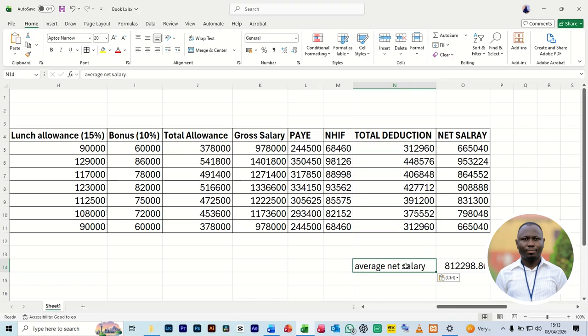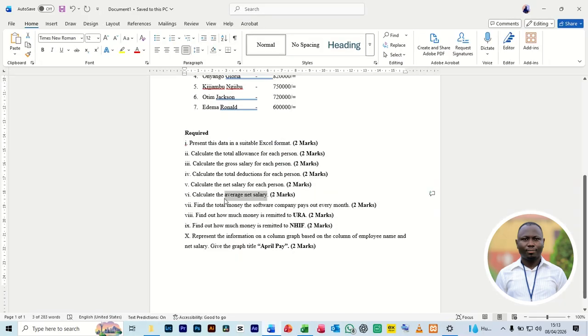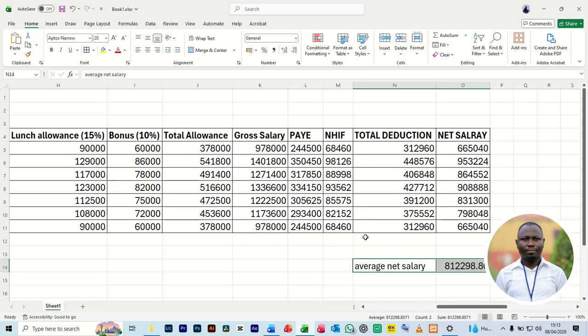Okay, I have my net average salary. It still fits in that place. I highlight and then create a table around it. Let's move to the next question. Find the total money the software company pays out every month. So we are seeing the total amount of money which is paid every month.